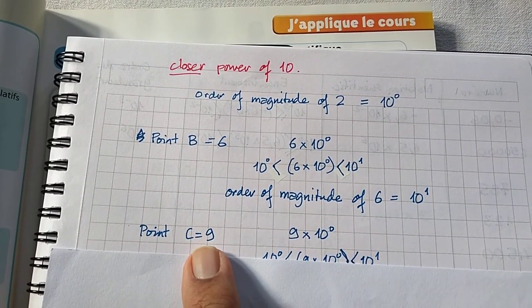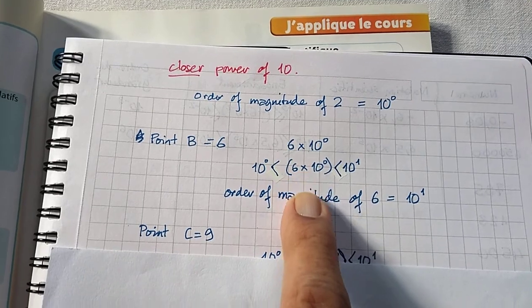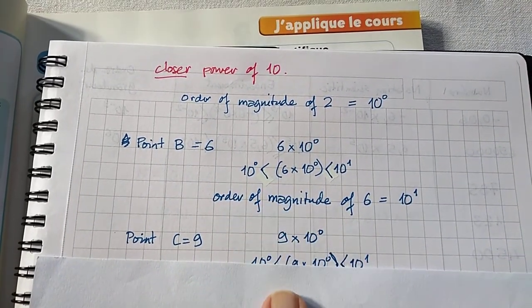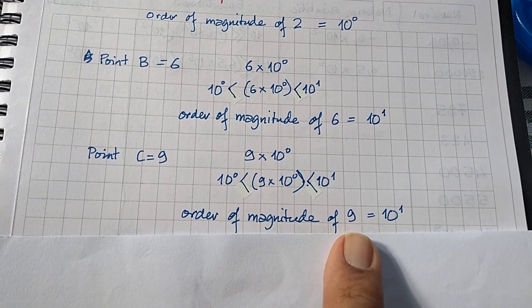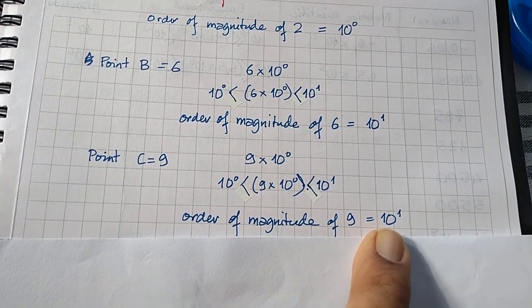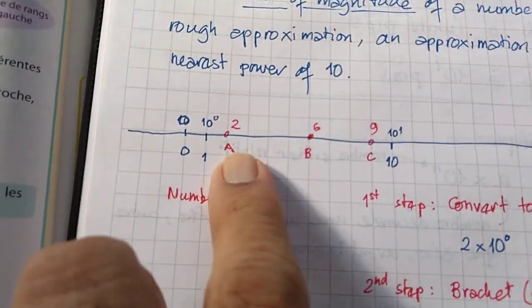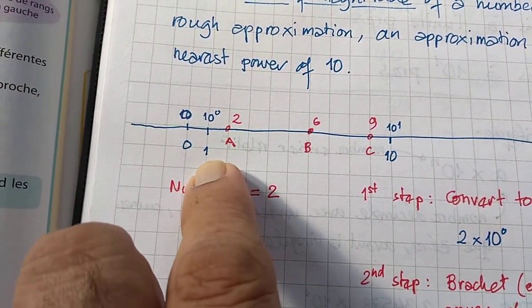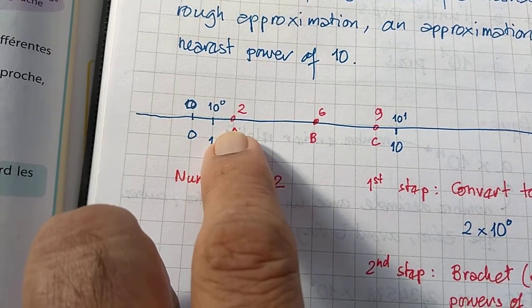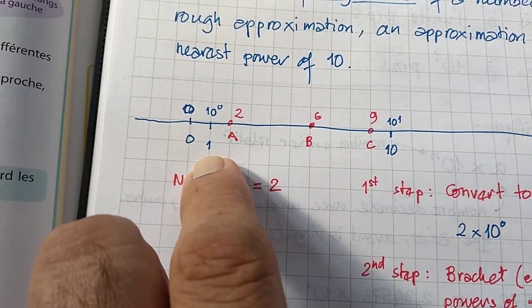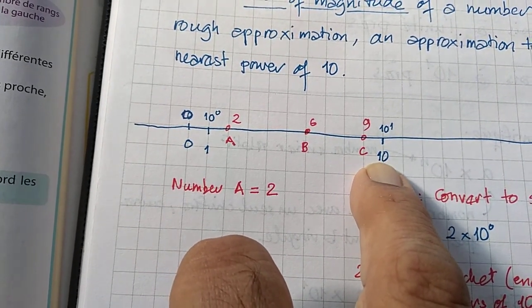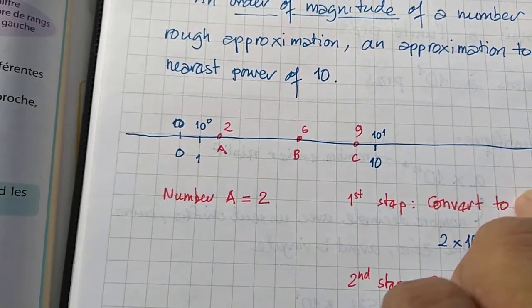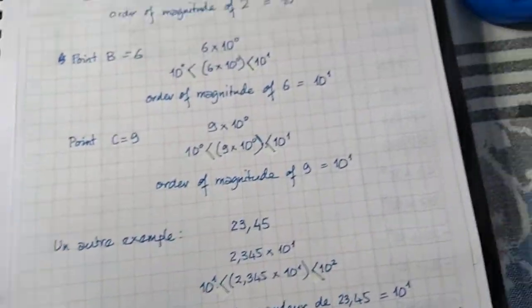Similarly with 9, if we take C is equal to 9, it's exactly similar to this 6 here, and you will again get order of magnitude of 9 is 10 to the power of 1. So this is what we did here. A is closer to 1, so order of magnitude of A is 1, order of magnitude of B and C is 10, which is 10 to the power 1. Okay, so we'll take several examples.